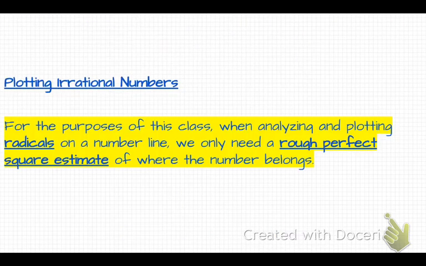Now we're talking about irrational numbers. Okay? Now I'm talking about radicals. Numbers that I can't take the square root of. Do you know what a perfect square is?